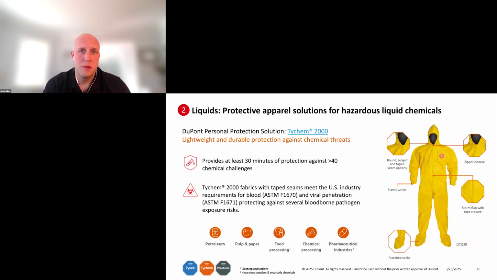On top of that, if you're in a biological setting, for whatever reason, when you do purchase this or do use this as a tape seam option, it does meet the industry requirements for blood and viral penetration as well. So it's kind of like a Swiss Army knife of a suit. During COVID, this suit was widely used. So it holds the test of time. It's been used in real world settings. This is a very, very popular chemical suit that we offer.